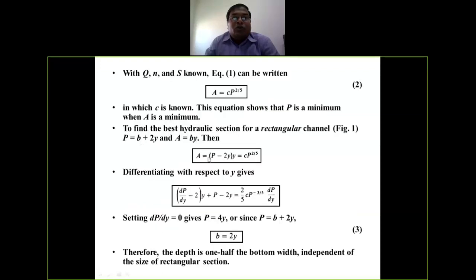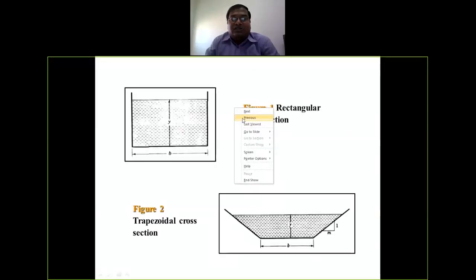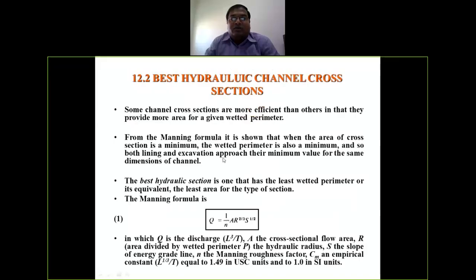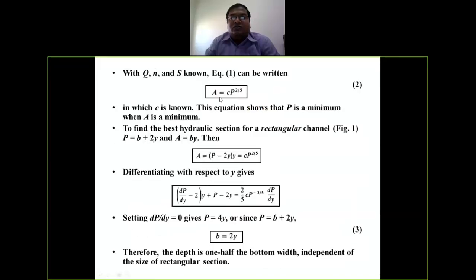So when Q and S are known, equation 1 can be written. We have already written the equation, so this is your equation number 1. You can write it this way: A is equal to C into P raised to 2 by 5, in which C is known, and this equation shows that P is a minimum when A is minimum. To find the best hydraulic section for a rectangular channel, I already showed the figure.